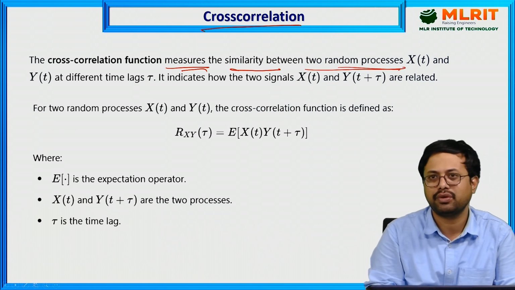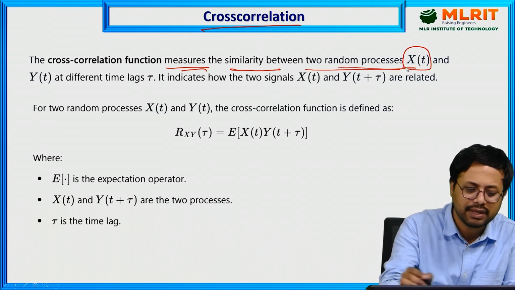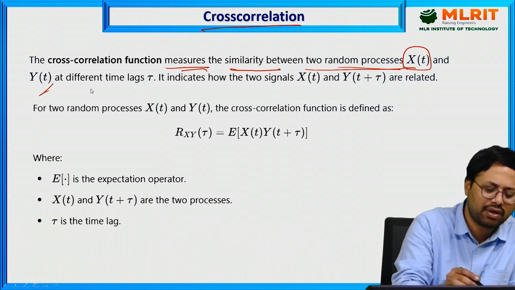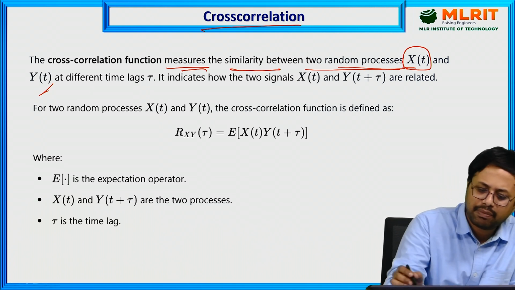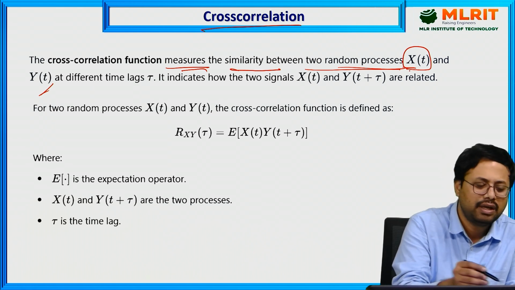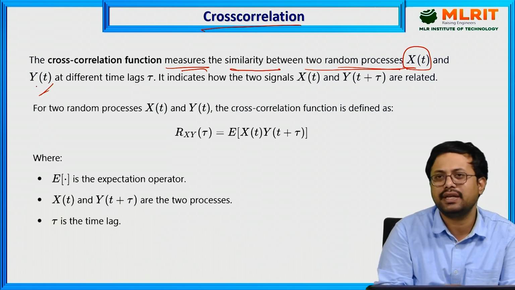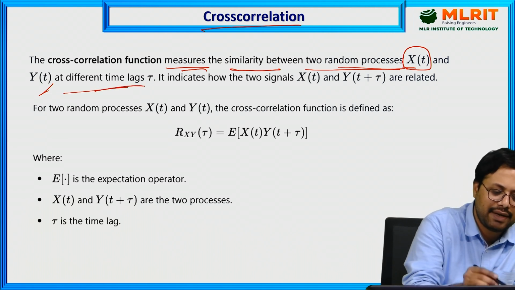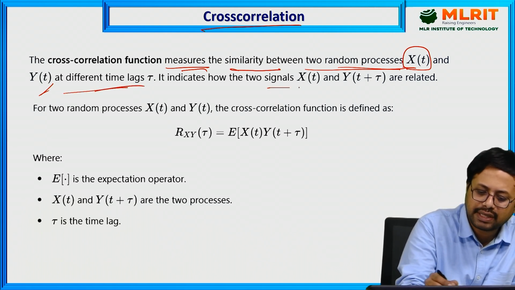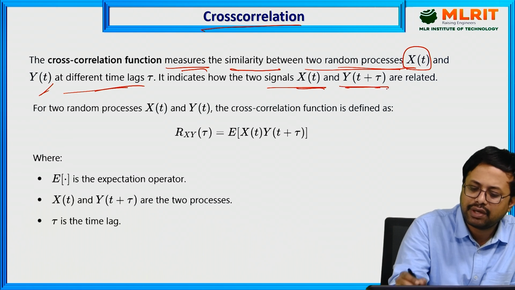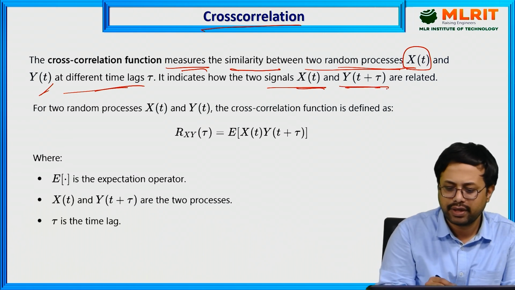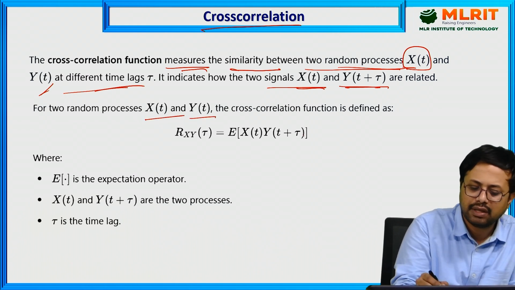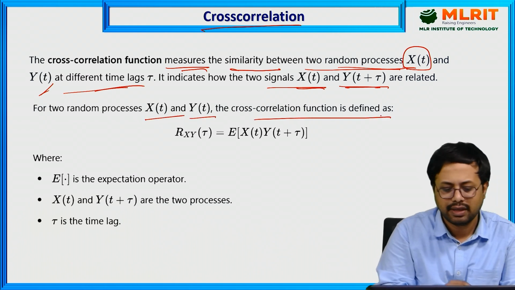different random processes, that is x of t and y of t. But x of t and y of t differ: for example, x of t at time instant t1, and y of t represents a time instant of t1 plus tau, or some delayed version. It indicates two signals, x of t and y of t plus tau. Next, for two random processes x of t and y of t, the cross-correlation function is defined.